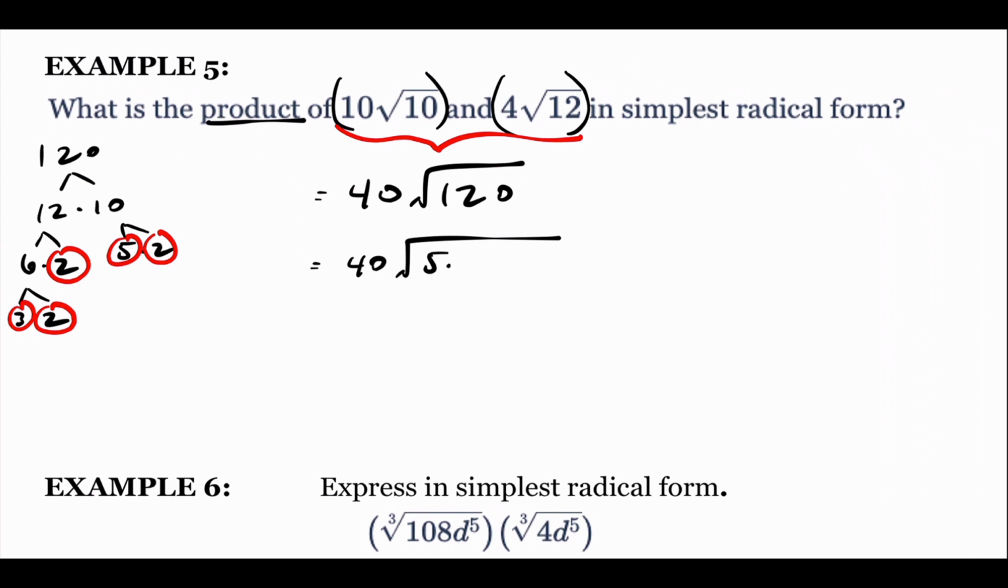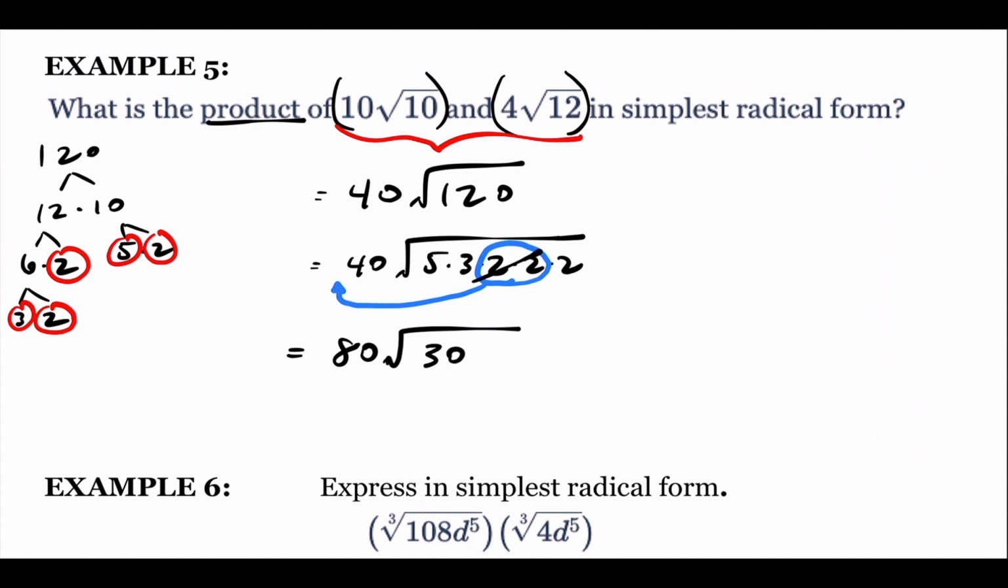Got a 5, a 3, and some 2s. 3 2s. This one is a square root, so I'm looking for 2 of a kind. Doubles, pairs. I only got 1. There's only 1 pair in there. So how many 2s can I take out? 1. And what is that 2 going to do with the 40? Multiply. So you get 80. Everything else stays in. 5 times 3 is 15, times 2 is 30. Done.